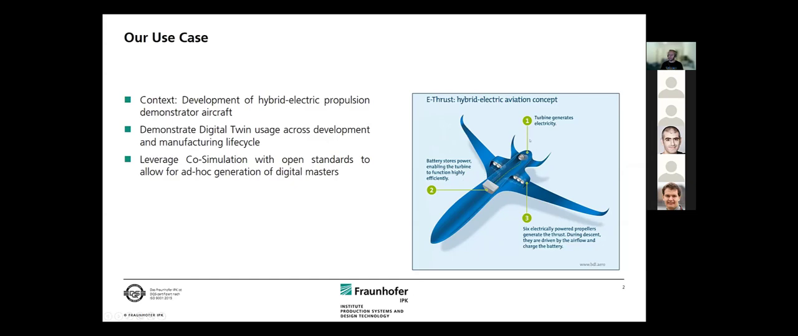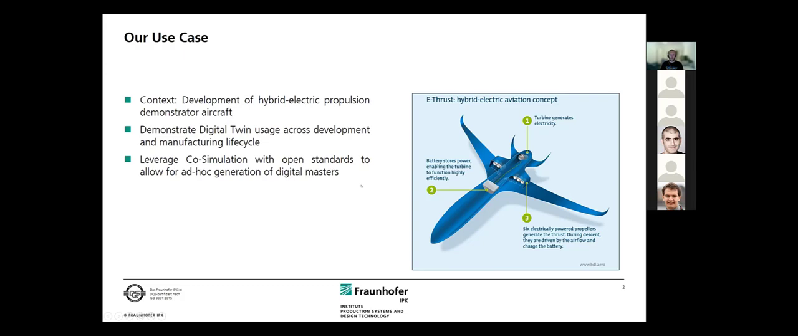What we're dealing with here is actually fairly simple, at least in theory. It's this: we have a turbine that generates electricity. We have batteries that store power, enabling the turbine to function highly efficiently, because we actually have electrical motors here that provide our thrust. And so we basically have a setup here very similar to a hybrid car.